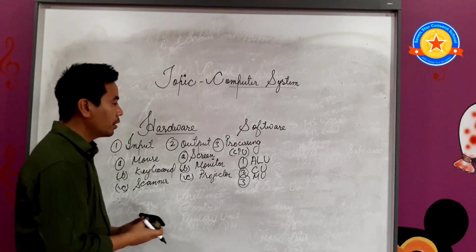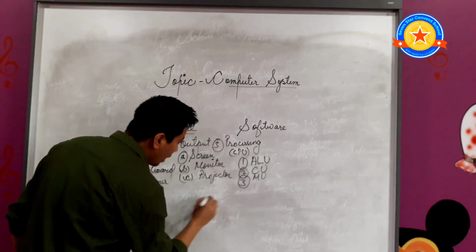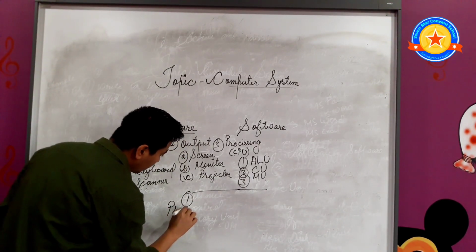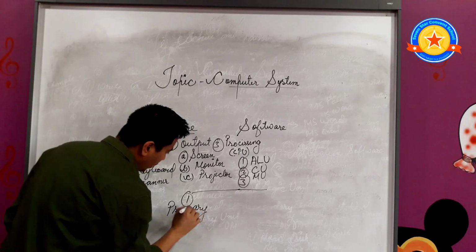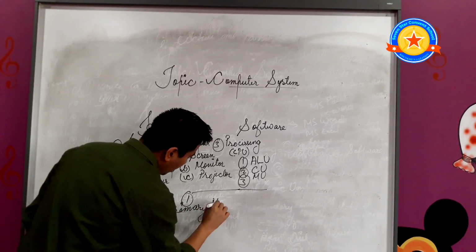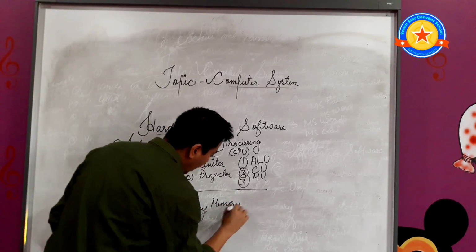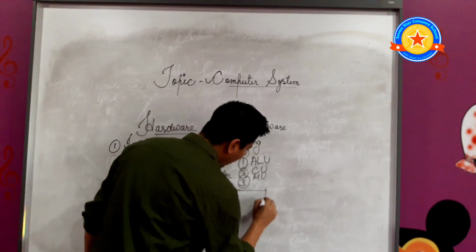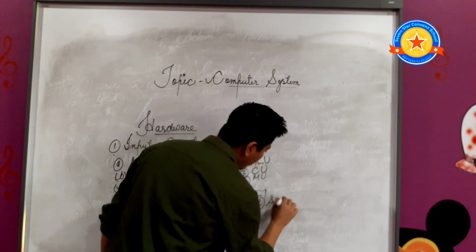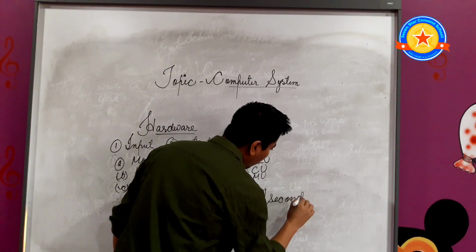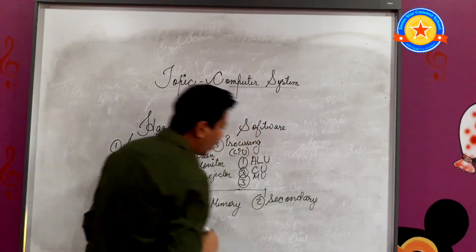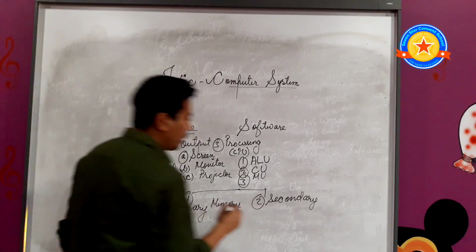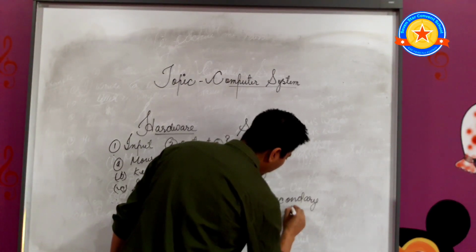Memory unit has two types. Number one is primary memory. This primary memory is the main memory of the computer. And number two is secondary memory. This secondary memory is also called external or auxiliary memory. It is known as the permanent memory of the computer.